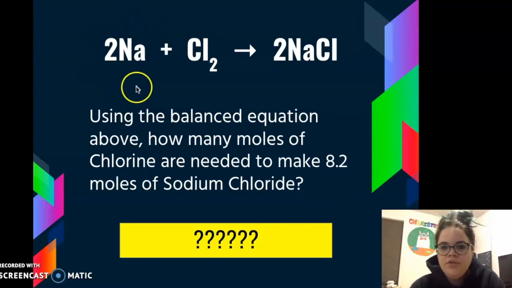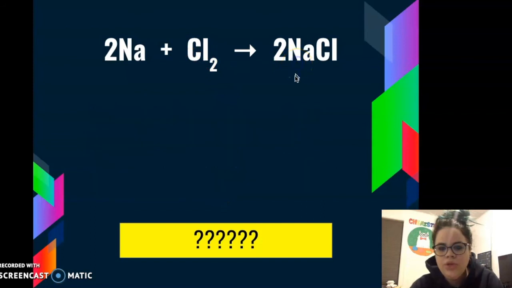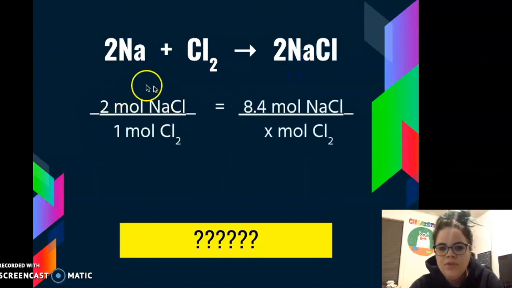I know that for every 2 moles of sodium, I get 1 mole of chlorine to make 2 moles of sodium chloride. So the first thing, we have chlorine and sodium chloride. That is a 1:2 ratio. So I'm going to set that up first here. For every 2 moles of sodium chloride, I get 1 mole of chlorine.